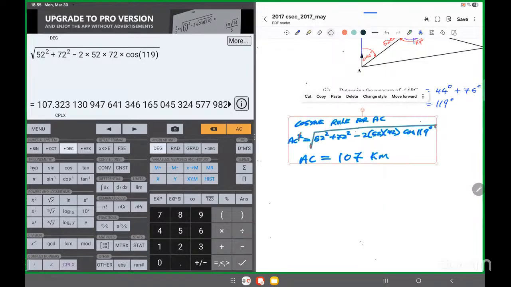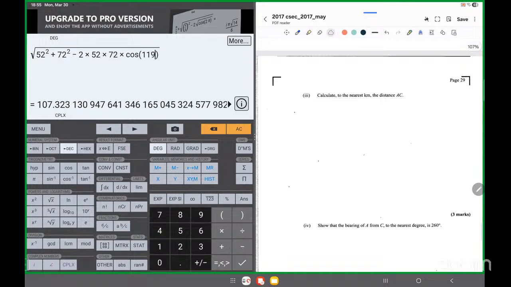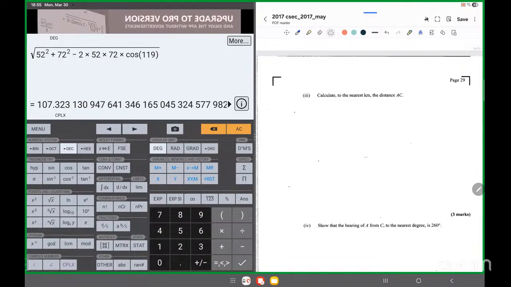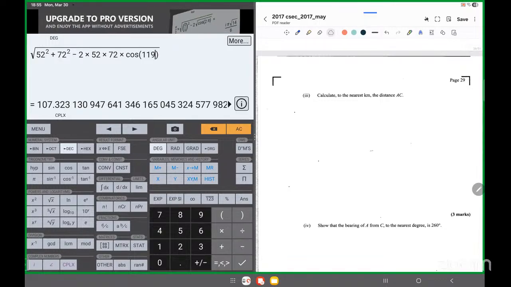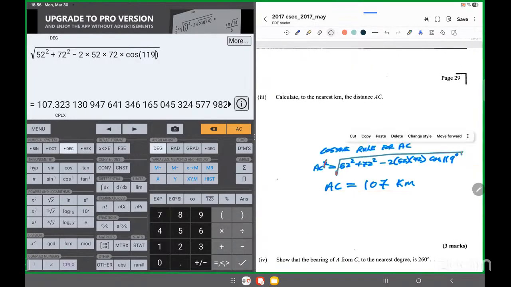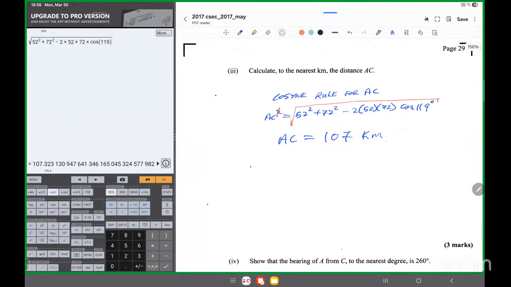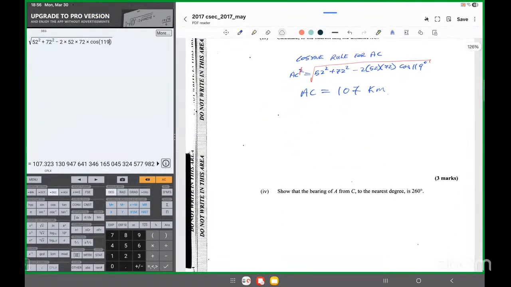So I'm going to copy this down and paste it down here. All right, that is that. The next part now says, show that the bearing of A from C to the nearest degree is 260 degrees.